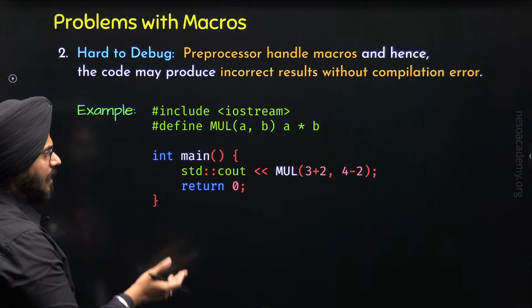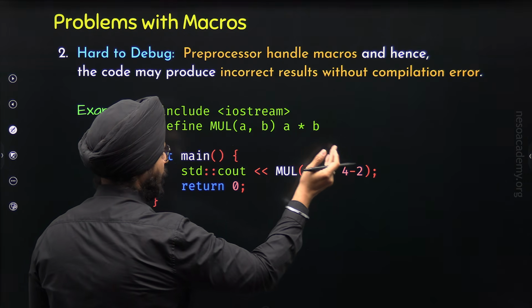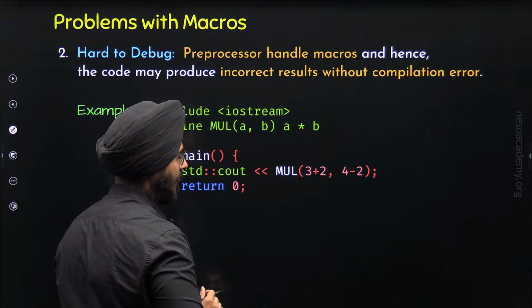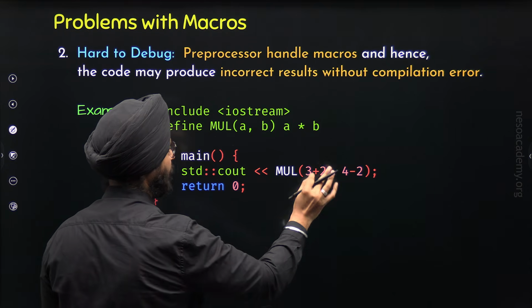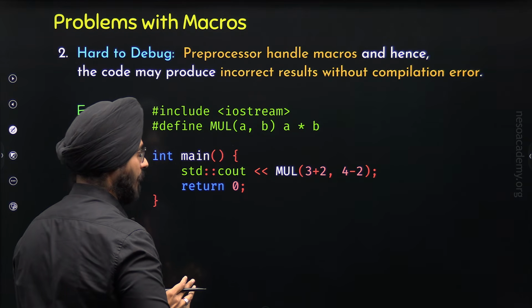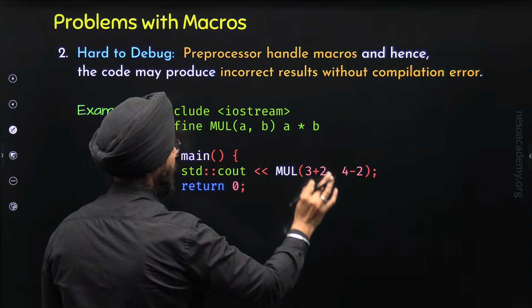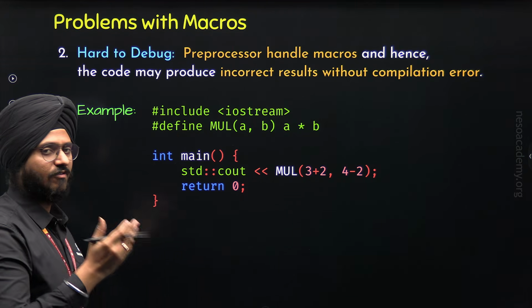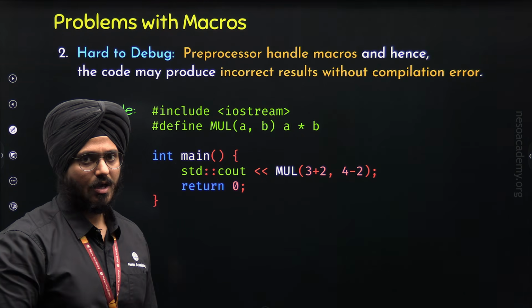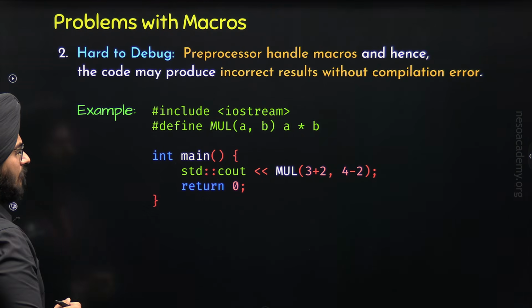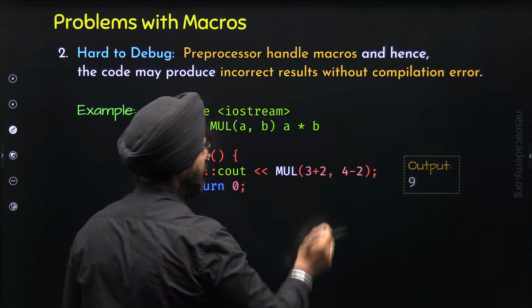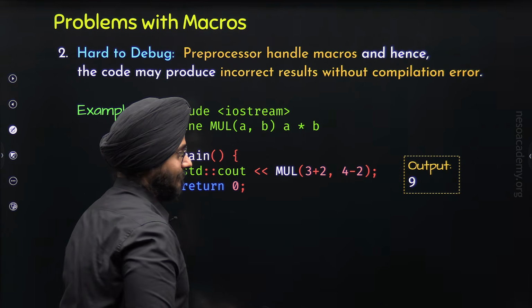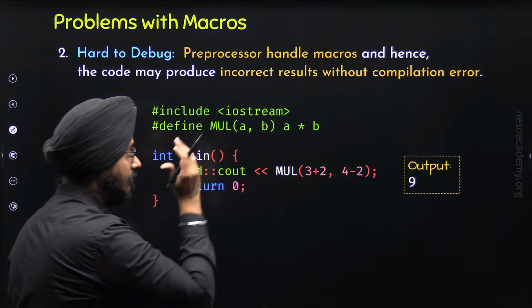Now, we may think that 3 plus 2 will be evaluated and 4 minus 2 will be evaluated. We will get 5 here and 2 here. This means we are using mul(5, 2). Preprocessor will replace mul(5, 2) by 5 times 2. Compiler will evaluate 5 times 2 and we will get 10 on the screen. We may expect 10 on the screen, but after execution of this code, we will get 9. Clearly, we are getting the wrong answer. We are getting 9, but we were expecting 10.